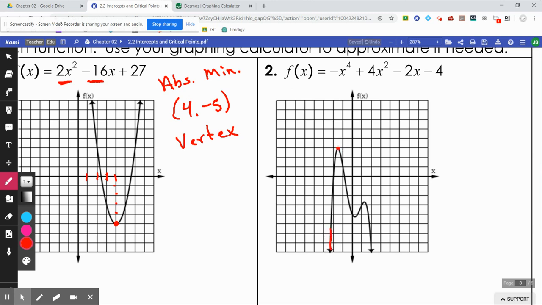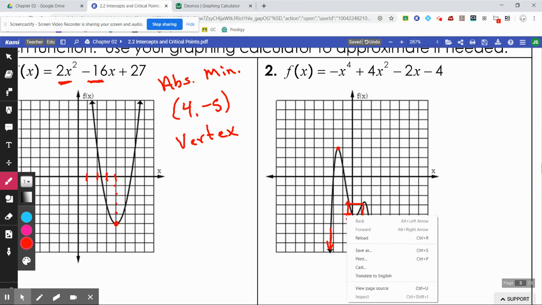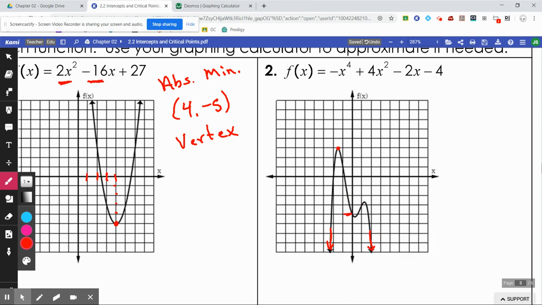Now the lowest point on the graph, do you see that your graph goes down forever? So it does not have an absolute minimum, but it does have a relative minimum. Looking at this small portion of your graph right here, you come down and you hit a low point right here, and then you go back up.